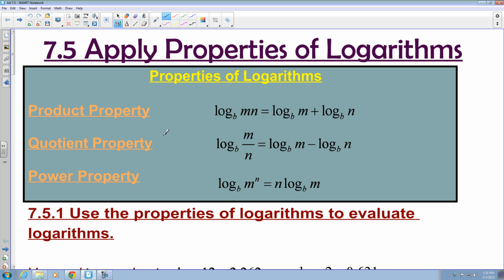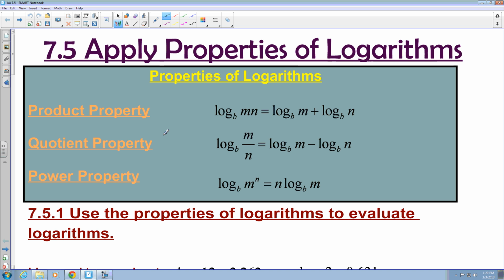So if you have a product in our logarithm, you can add those two together. Same thing goes for the quotient property. If I have log base b of m divided by n, I could rewrite this as log base b of m minus log base b of n.